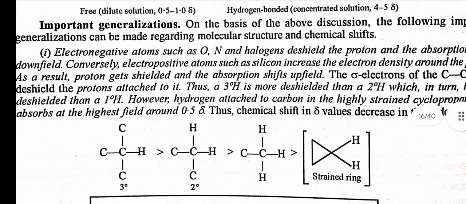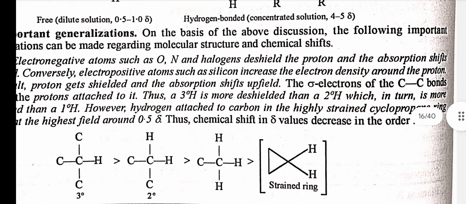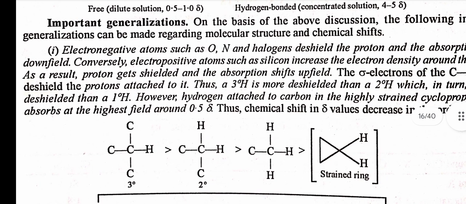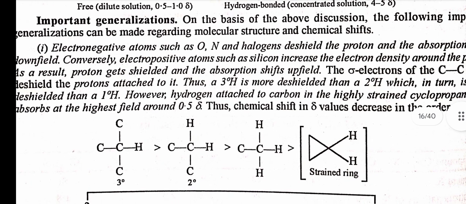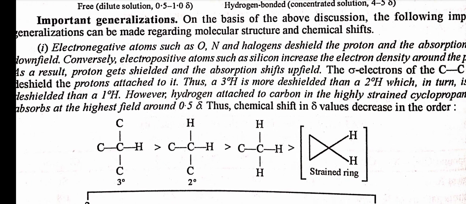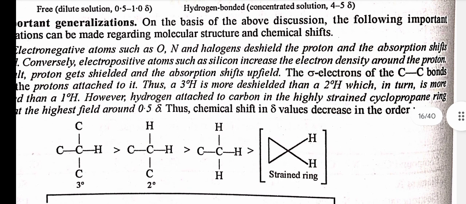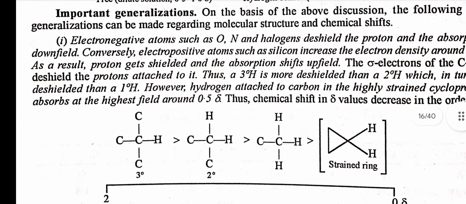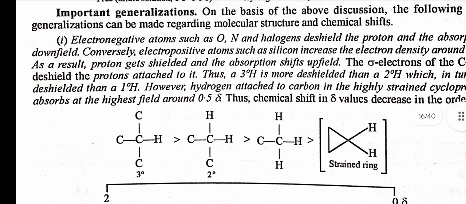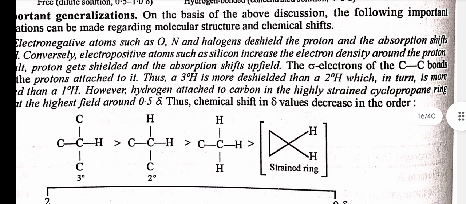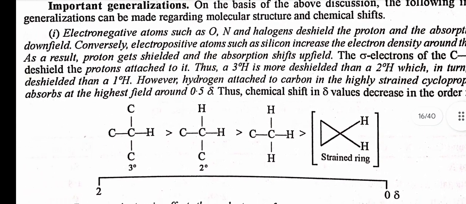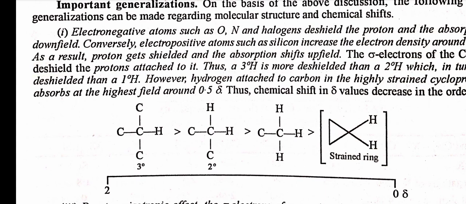Important generalizations. On the basis of the above discussion, the following important generalizations can be made regarding molecular structure and chemical shifts. Electronegative atoms such as oxygen, nitrogen and halogens de-shield the proton and the absorption shifts downfield. Conversely, electropositive atoms such as silicon increase the electron density around the proton. As a result, the proton gets shielded and the absorption shifts upfield.